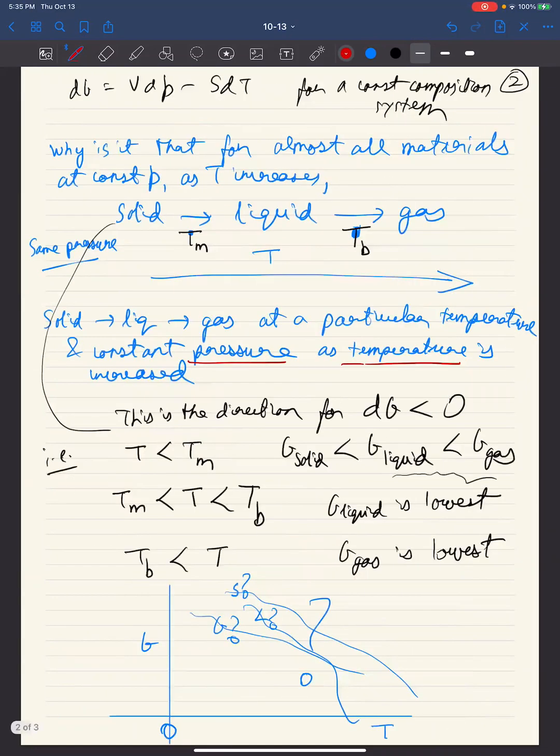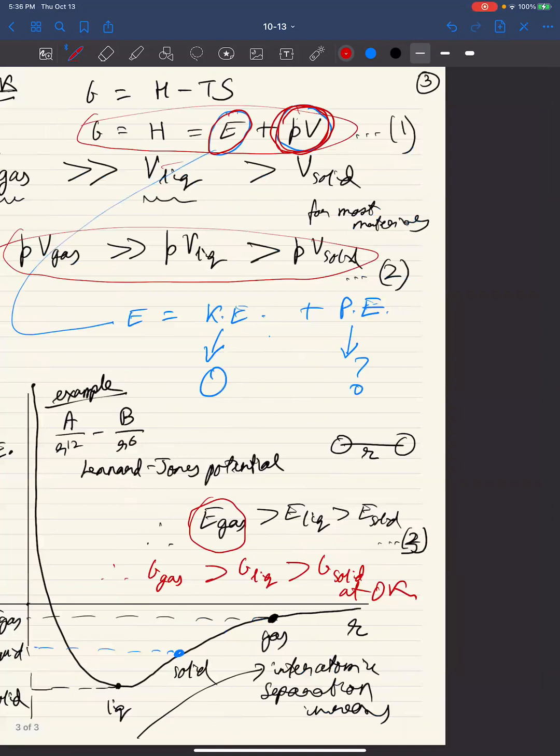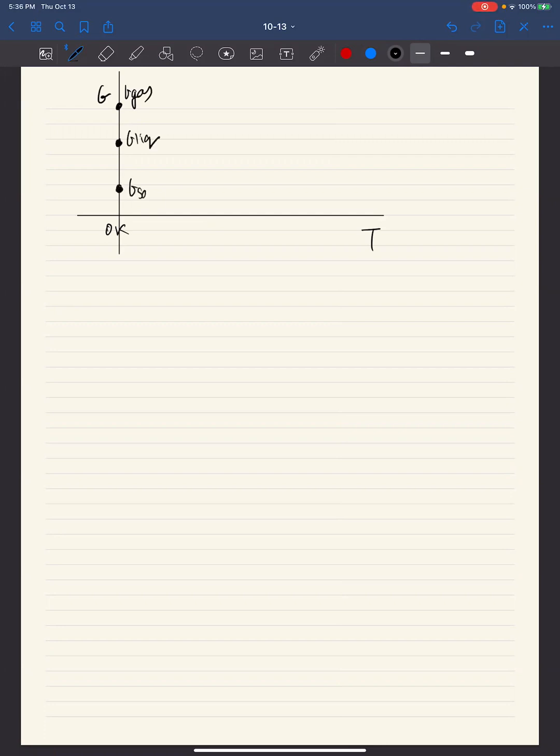So if we go back to this plot that we were trying to draw, let's draw it over here. What we have just shown is that if this is G and this is temperature, at 0 temperature, G gas is up here, G liquid is here, G solid is here. That's fine at 0 temperature, but we want to explain things at higher temperatures. We want to explain how G will change with temperature at constant pressure.